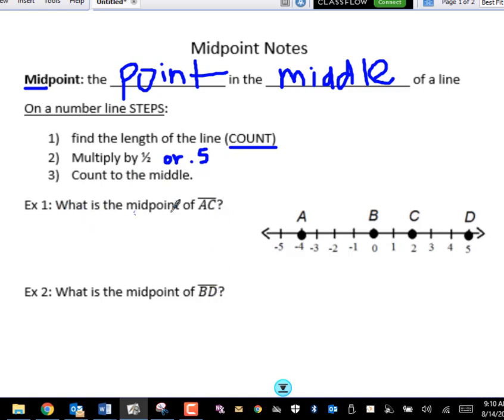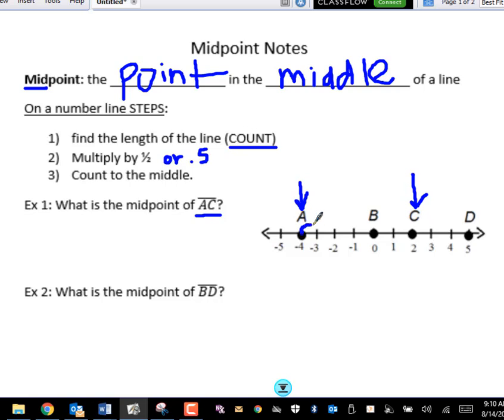So it says, what is the midpoint of AC? So this part over here tells me that those are the 2 letters that I'm supposed to be counting between. So I'm supposed to be counting between A and C. So my first step, I got to count from A to C. Now when I'm counting, we want to make sure we're counting carefully, because when I start at A, this does not count as 1. You don't start counting until you start moving to the other point. So I'm going to start here.